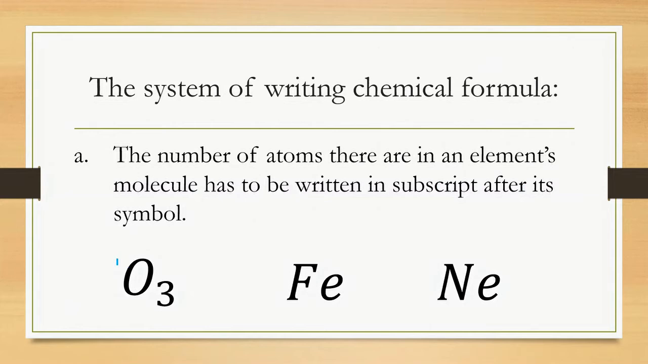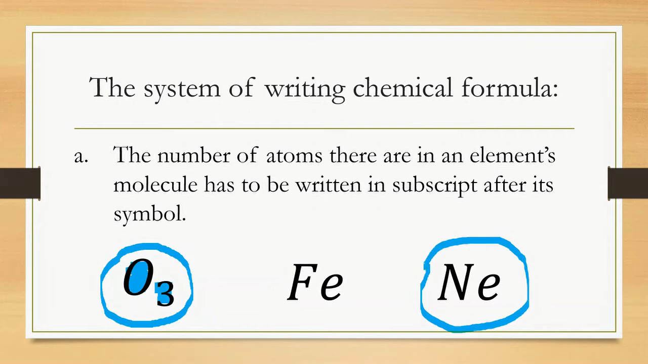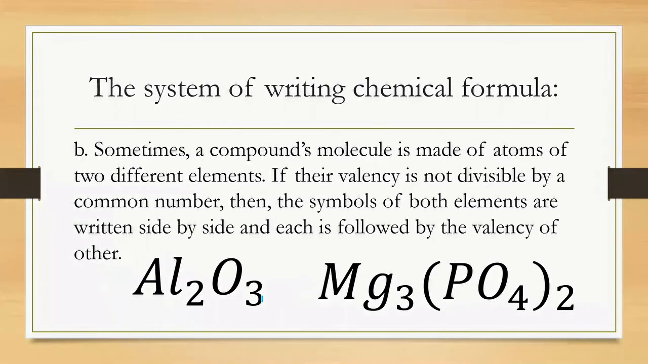For example, ozone. In ozone molecule there are 3 oxygen atoms. Symbol of oxygen is O. As there are 3 oxygen atoms, we have to write down 3 at right side of the symbol as subscript. On the other hand, there are some elements which don't form a molecule. For example, neon. So the formula of neon is Ne, and the formula of iron is also Fe.